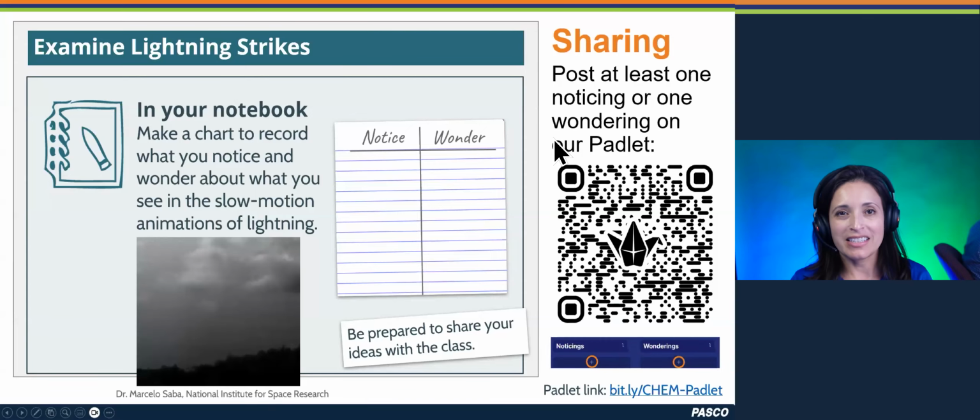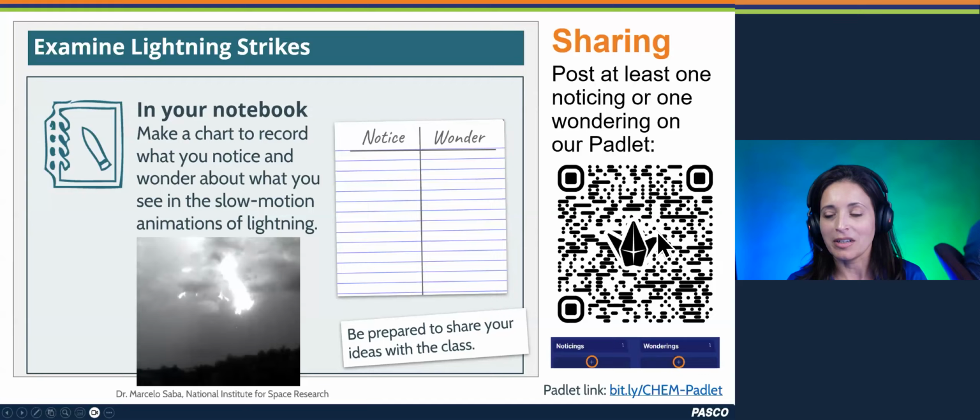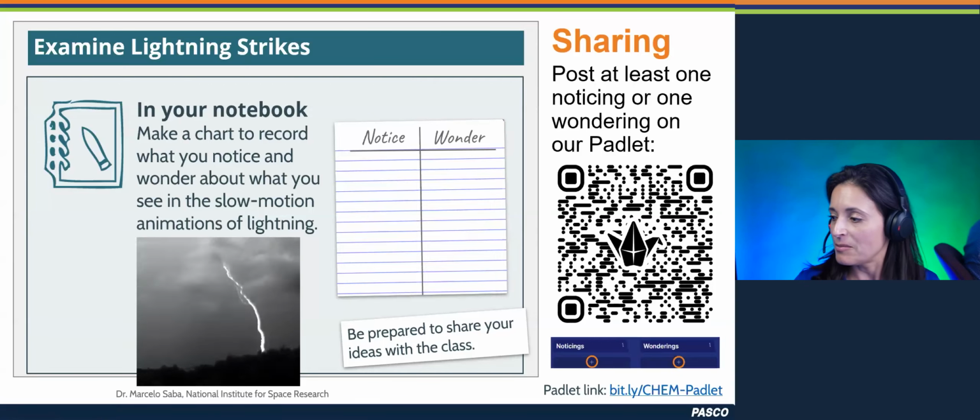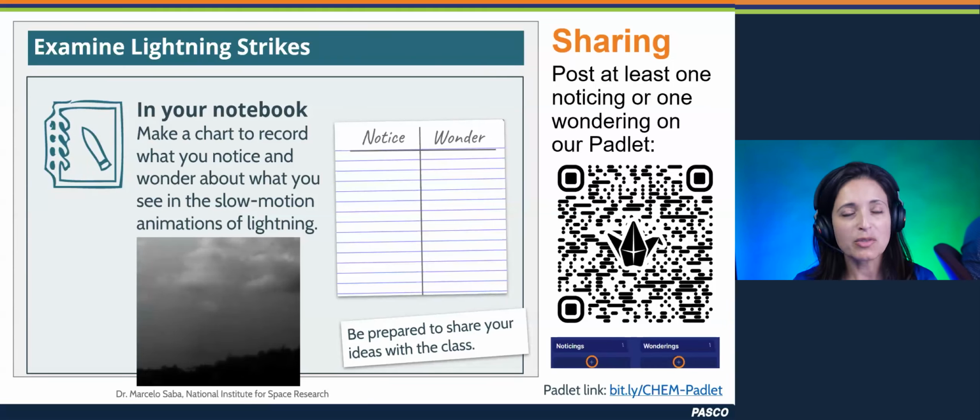Grab your phone and scan the QR code, or Roger's going to paste the link into chat. So if you want to, you can also go on your computer and get into that Padlet, and please type in your noticings or wonderings, at least one, either one noticing or one wondering, or both, or more than one. But go ahead and post your noticings and your wonderings, and I can see you all there on the Padlet.